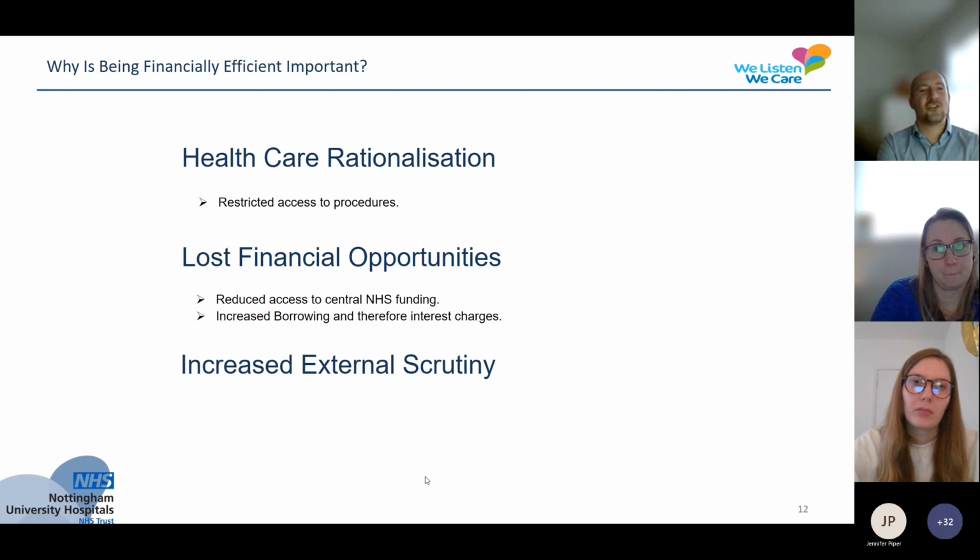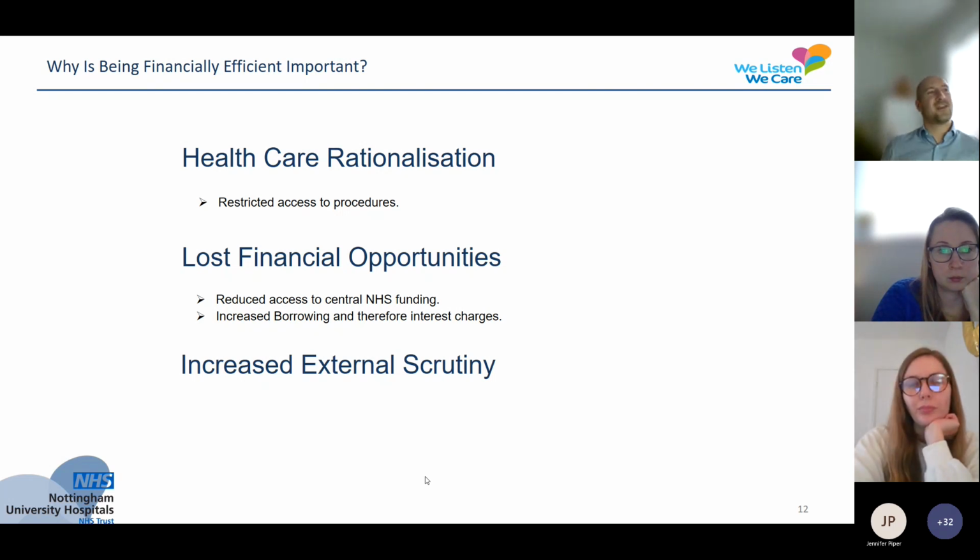So just a quick slide on why being financially efficient is important. In one of the recent talks I did to a group of anaesthetists, they said, okay, this is all really good, but why is it important for us? We're clinicians. I suppose there's a multitude of reasons, but it does have a direct or indirect impact on patient care. Because of the constrained resources, there is unfortunately healthcare rationalisation. And I don't know how many of you are familiar with restricted access policies.